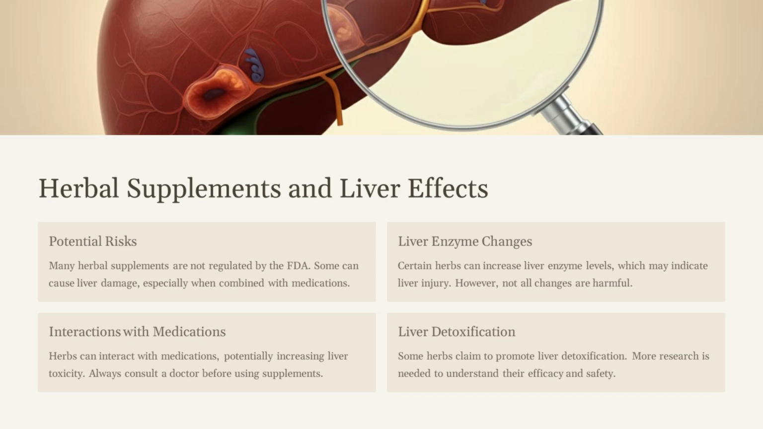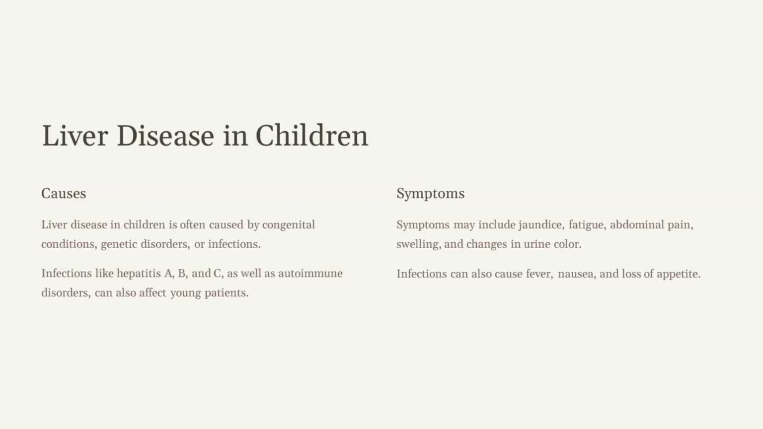Liver disease is a serious issue that can affect children, often due to congenital conditions, genetic disorders, or infections. Common causes include hepatitis A, B, and C, as well as autoimmune disorders. Symptoms to watch for include jaundice, fatigue, abdominal pain, swelling, and changes in urine color. Infections can also cause fever, nausea, and loss of appetite. It's important to be aware of these symptoms and seek medical attention if they arise.